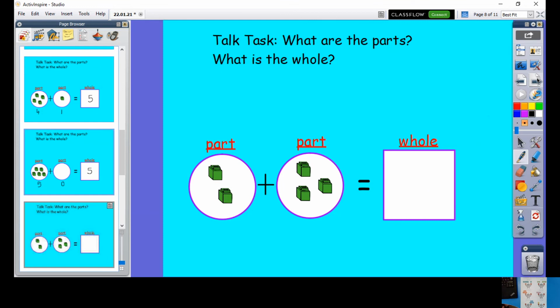Pause the video, have a go with your adult. Okay, boys and girls, so we have got how many in this part? 2, very good. And how many in this part? 3, good. And what's our whole number? 2, 3, 4, 5.